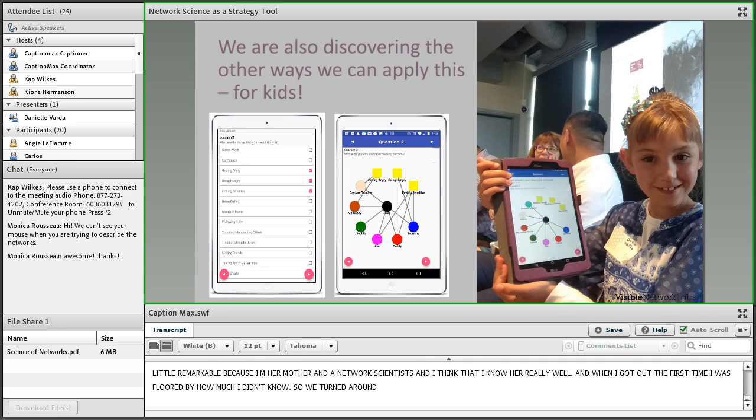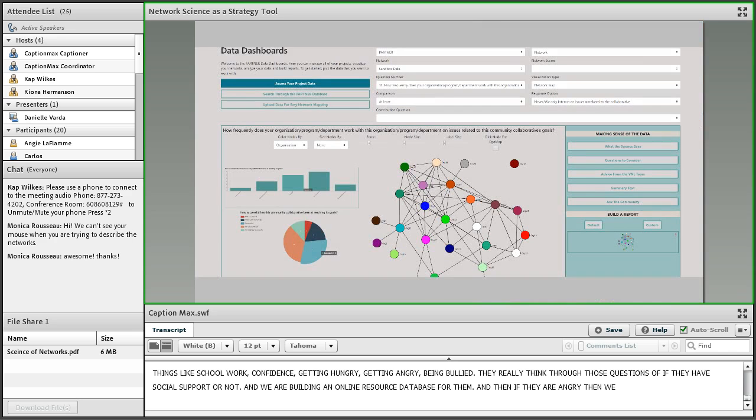Then she draws a support network and tells me who she trusts and values and who she thinks is helping her with certain things. It's a little remarkable because I'm her mother and a network scientist, and I think that I know her really well. And when I got that the first time, I was really floored by how much I didn't know and learned from just that kind of interaction with a child. So we turned around and took it to a bunch of kids, social workers in schools, and revised that list. I don't know if you can see it, but the list that kids pick from are things like schoolwork, confidence, getting angry, being hungry, being bullied. Those are things kids put in there, and then they really think through those questions of whether they have social support or not.